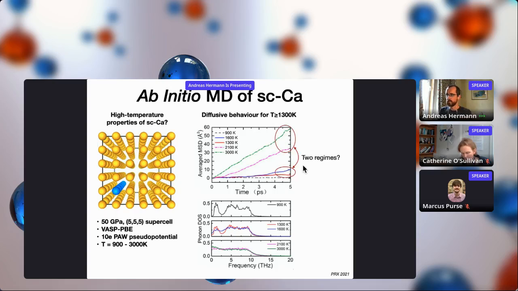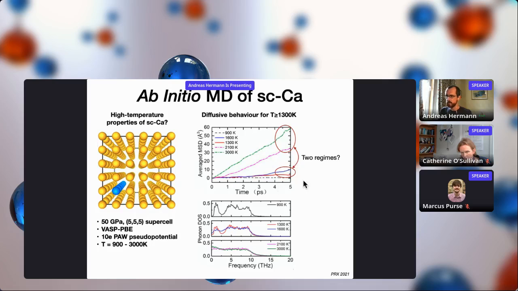Now, there seems to be a clear distinction here between this intermediate temperature regime and the high temperatures. It's also reflected to some extent in the phonon densities of state that we extract from the velocity autocorrelation function. At this intermediate temperature regime, where the displacement is relatively small, the phonon density of state still retains features from the solid phases, whereas at the highest temperatures there are no features left. So this is possibly fully molten, fully liquid.